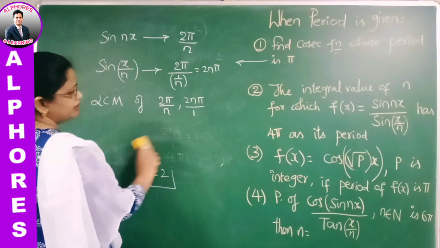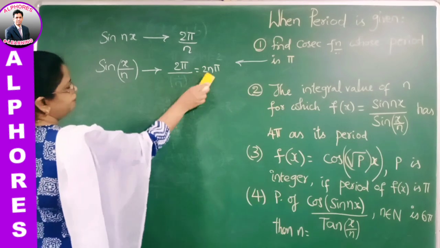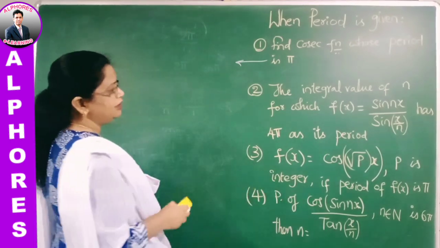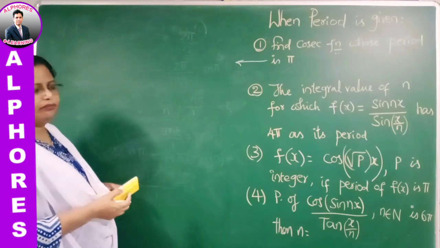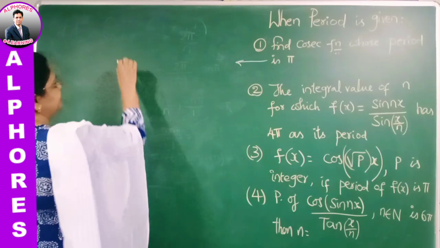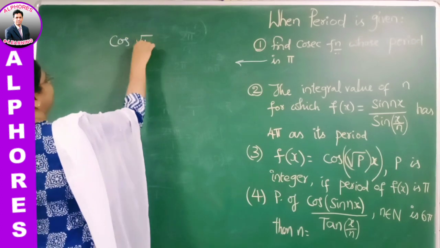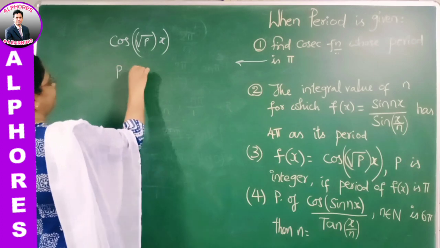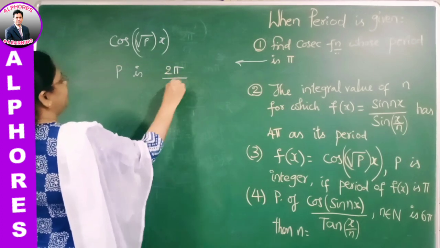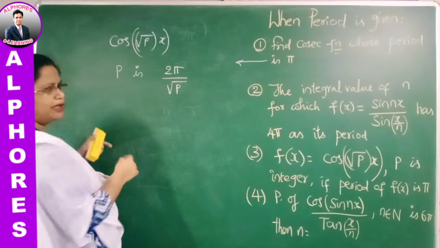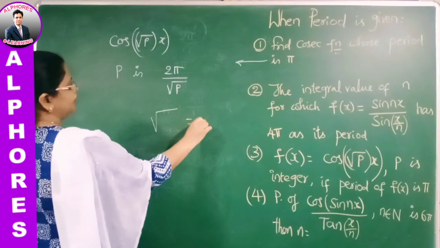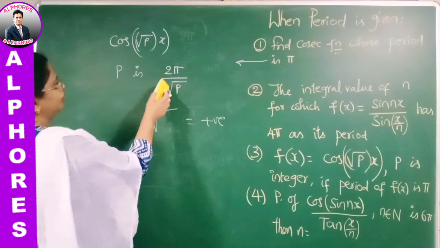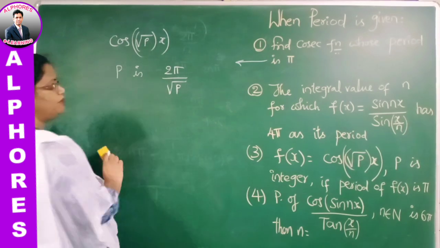It is given as cos root of px, where p, they are telling, is an integer such that the period is pi. So what is the period of cos root px actually here? Period is equal to 2 pi divided by root p. I am not using mod here because square root outcomes are always positive. If it is 0, you will get 0, right? And therefore I am not putting the mod symbol.